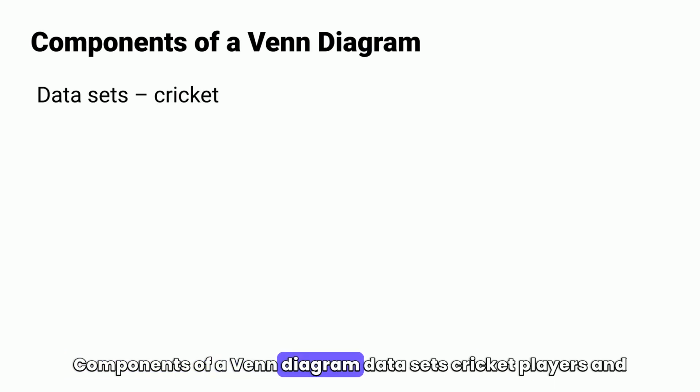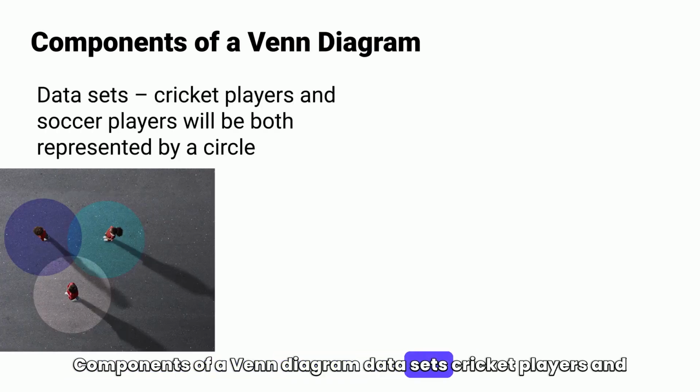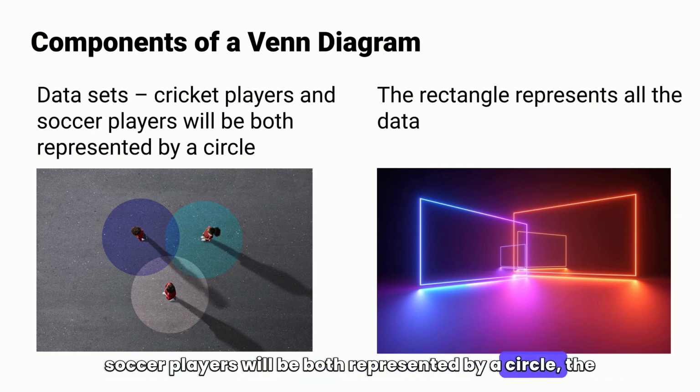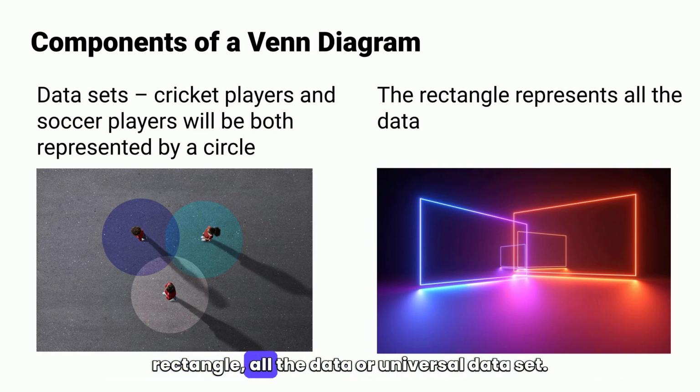Components of a Venn diagram. Data sets, cricket players and soccer players, will each be represented by a circle. The rectangle represents all the data, or the universal data set.